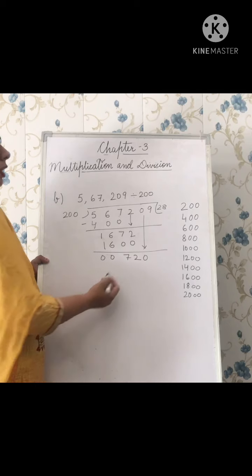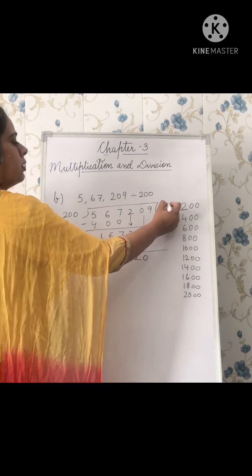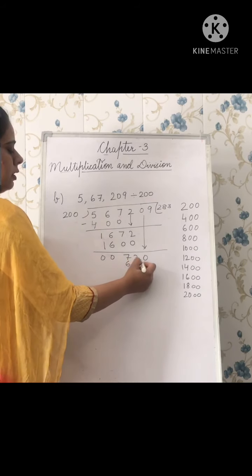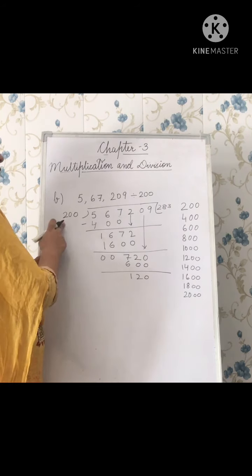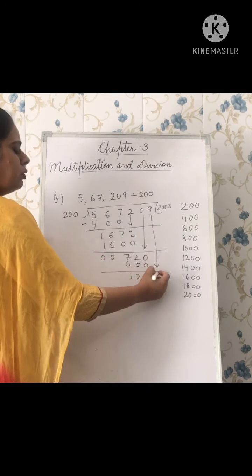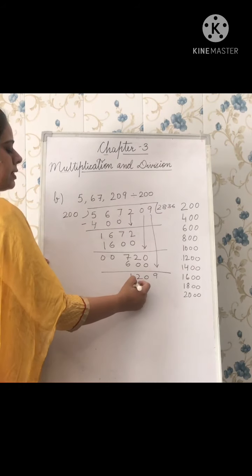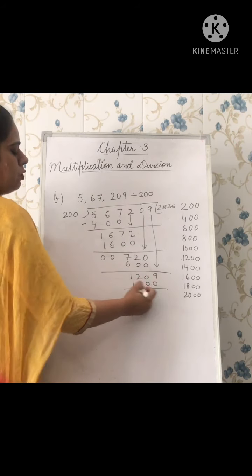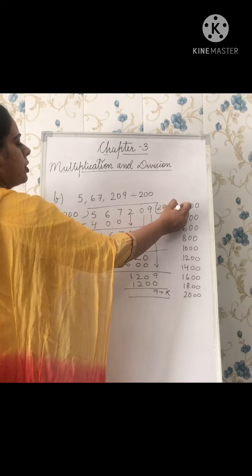Now 720. What is smaller than 720? It is 600. 120. 120 is again smaller than 200. So you will bring this 9 down. So 1209. 6 into 200 is 1200. So now 9 is the remainder and this is the quotient.